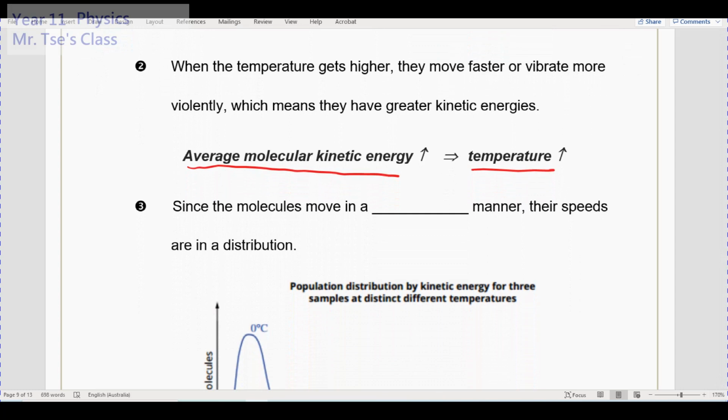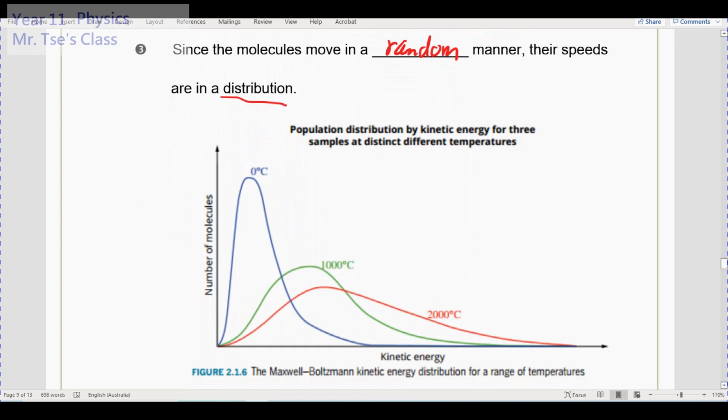Since the molecules move in a random manner, the idea of distribution will come to mind again. So there is a speed distribution. What do you mean by a distribution? You possibly haven't learned that before. Distribution means you have something which has a range of different values, and you can see how different speeds or different kinetic energies will have a number of molecules. So you will see that this is the distribution curve.